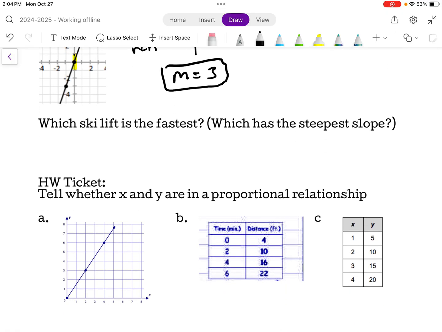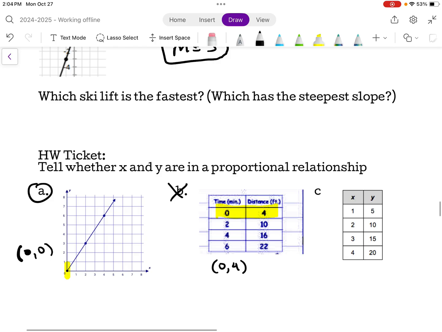All right, let's finish this off with the homework ticket. Tell whether x and y are in a proportional relationship. So this is the main thing we learned today. And if you look at this graph, you can see that it does go through (0, 0). And so then A would, yes, be proportional. If I look at B, I'm looking for the point (0, 0), and I don't have it. I have the point (0, 4). (0, 4) is not good enough for a proportional relationship, so it's not.